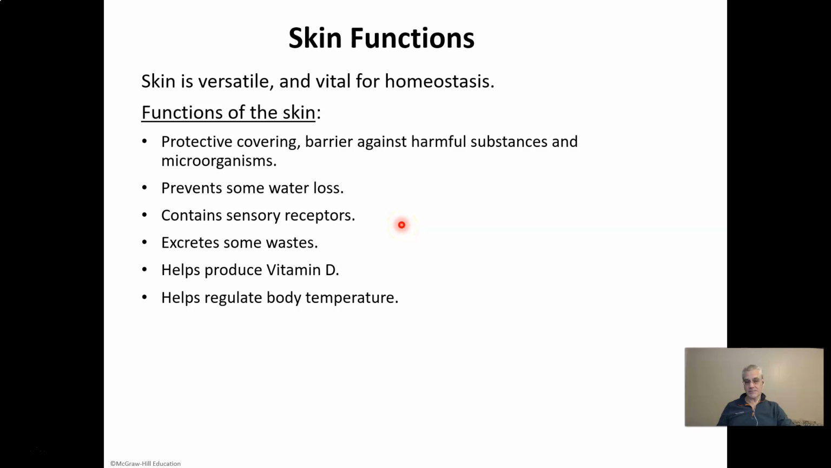Obviously, there are sensory receptors. This is your connection to the outside world predominantly, at least through touch and cutaneous sensation. You get some waste excretion through the skin. It produces vitamin D, which has to do with UV radiation activating vitamin D3, and that UV is necessary to activate vitamin D3 into a more active form. And then, of course, it regulates body temperature.